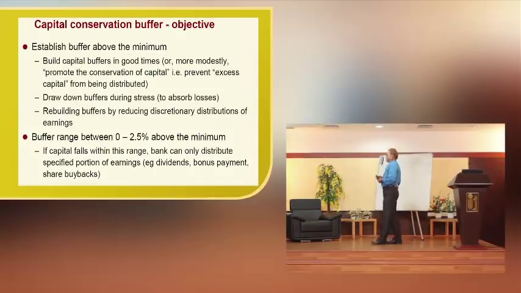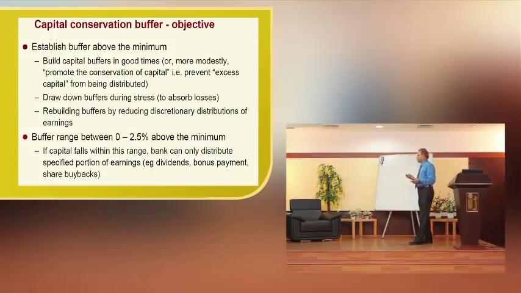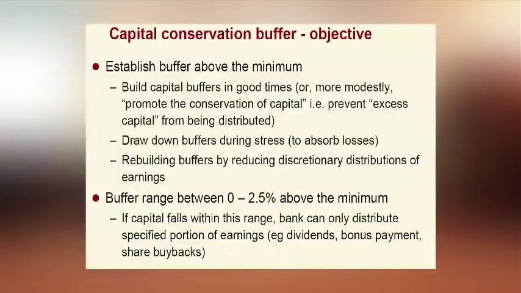So the objective is, again, like we discussed earlier, a buffer above the minimum, to build capital buffers in good times, so it can be drawn during stress. So it ranges from 0 to 2.5% above the minimum.